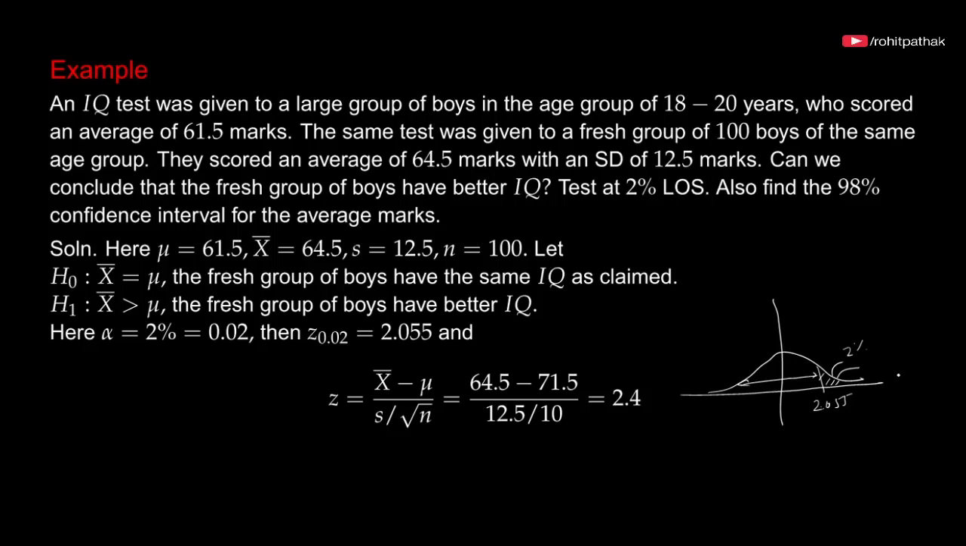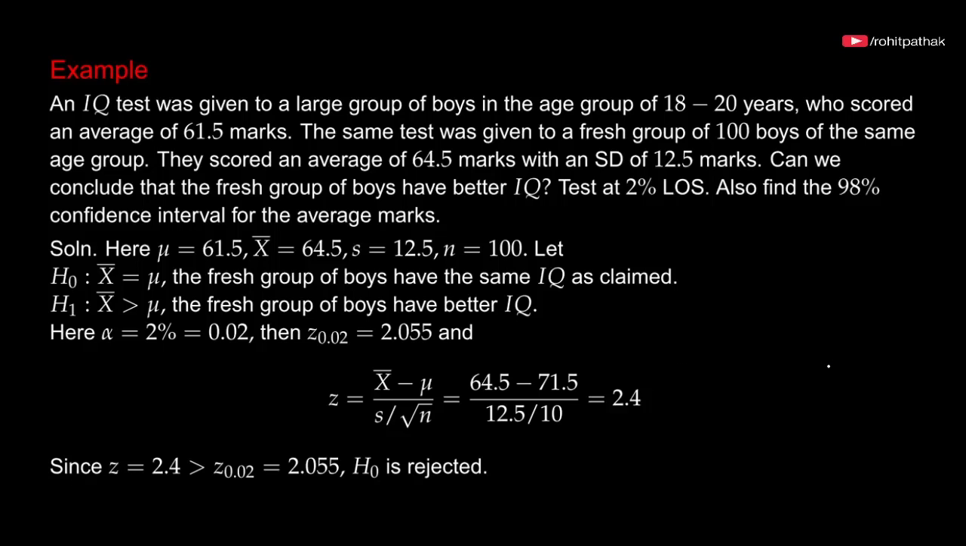So if we compute the value of Z, then we find that this value is 2.4 and it is falling in the critical region. It is here. So this value falls in the critical region. Therefore, H0 is rejected. That means the fresh group of boys have better IQ. Now our claim H0 is rejected because the claim of 61.5 marks is not true.